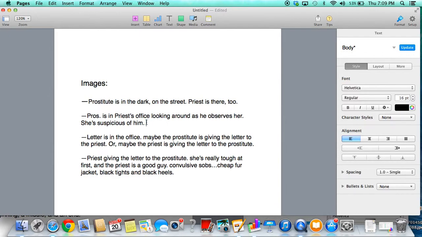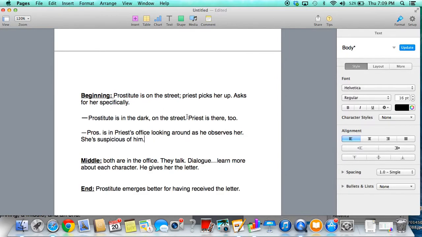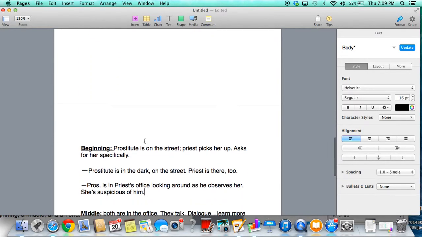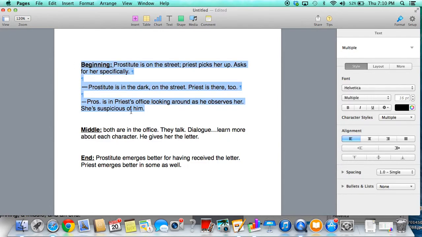So when I think about my beginning, middle, and end, I'm going to try to get there. Here are the images that I talked about in the first video. I think it's really important to know the beginning, the middle, and end, especially what you want to have happen. So in the beginning, the prostitute's on the street, the priest picks her up, asks for her specifically. And in the end, the prostitute emerges better for having received the letter. I also realized that I want the priest to emerge better in some way as well. I don't know how all this is going to work out, but let's just go ahead and get going. That's the main thing.